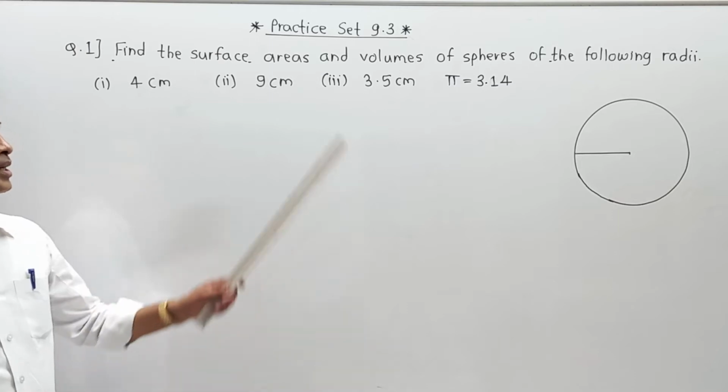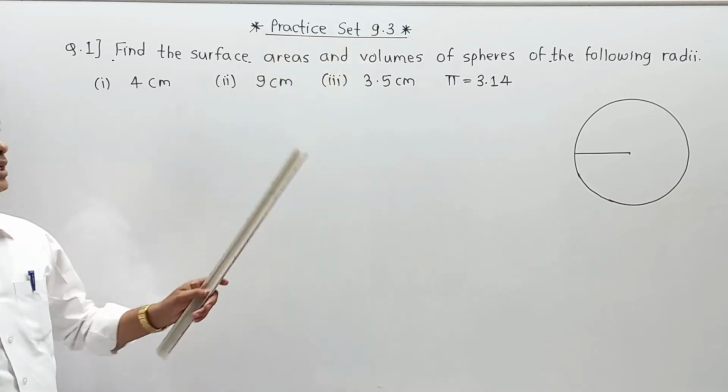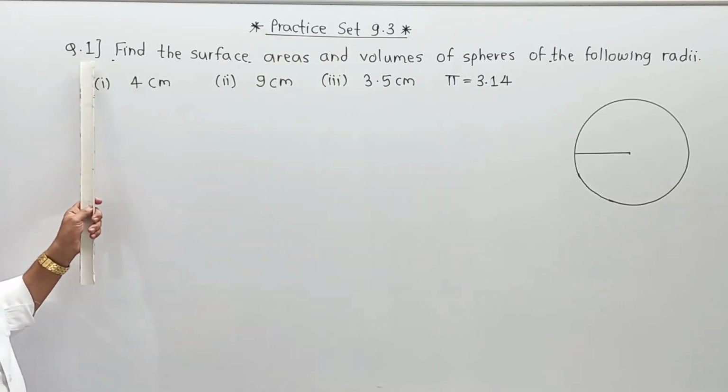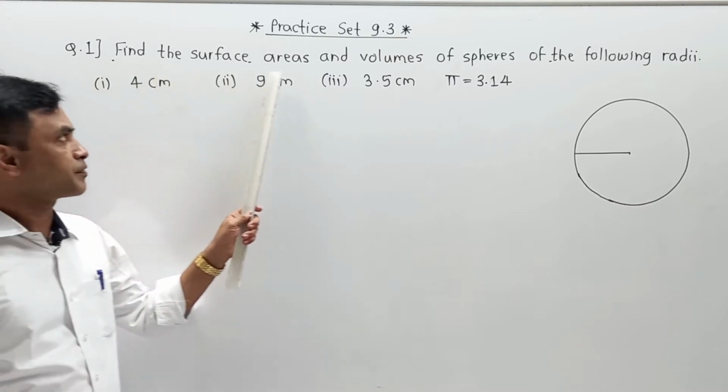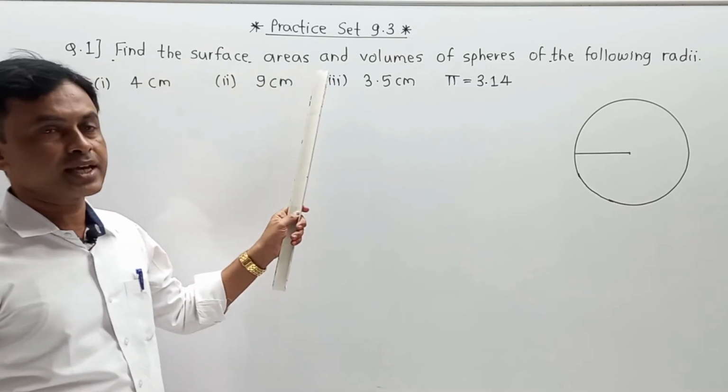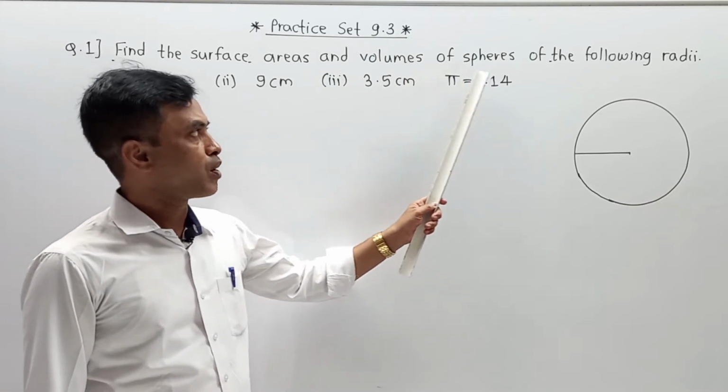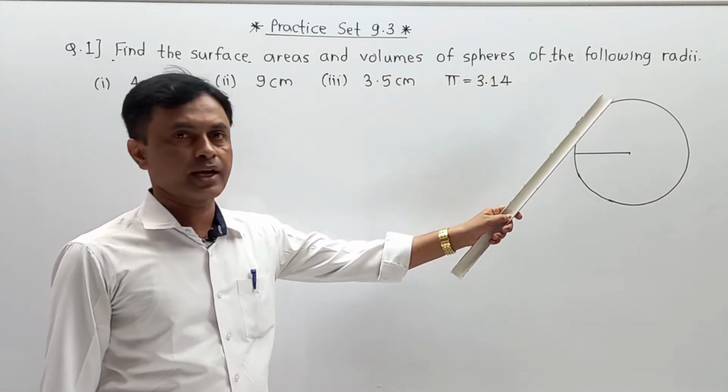Now we are going to start practice set 9.3. Among them, question number 1: find the surface areas and the volumes of the spheres of the following radii.